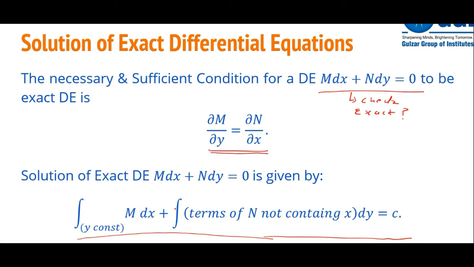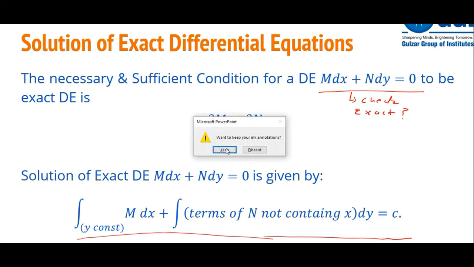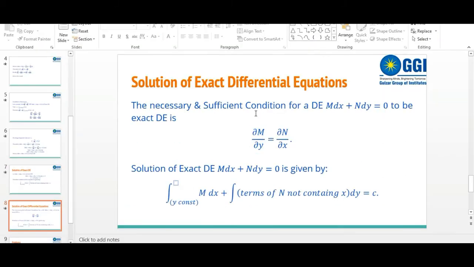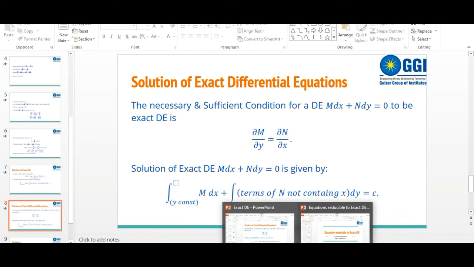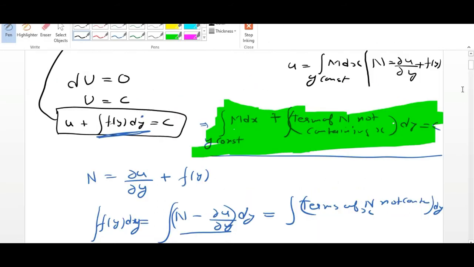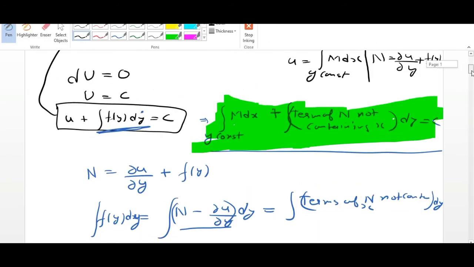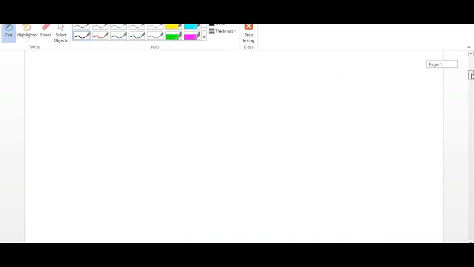So let's take a few examples, a few numericals, to check how we can solve an exact differential equation. Any doubt till now? Anybody? No? No, sir. So let's take a few examples.